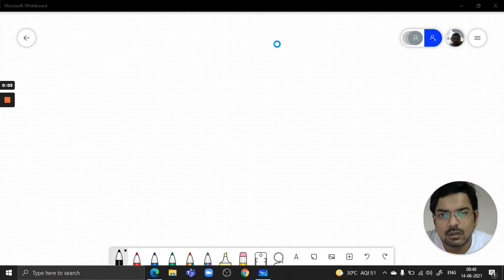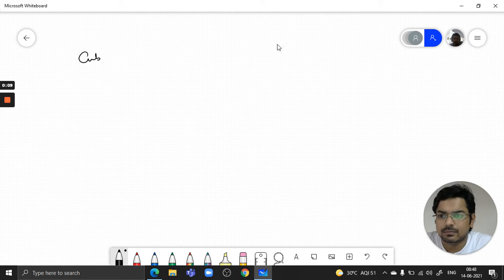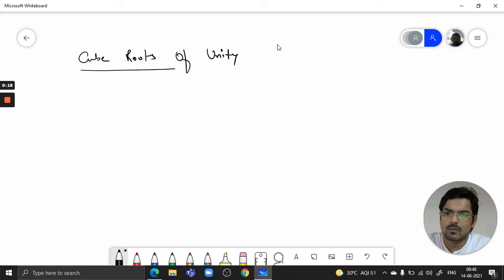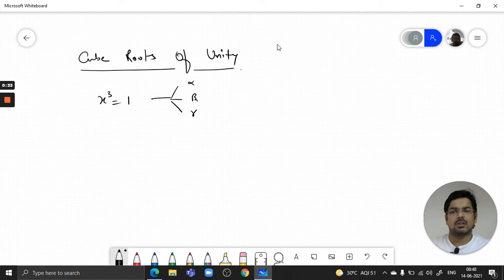Okay, hello everyone. Today we'll be discussing the concept of cube roots of unity. Cube roots of unity. First of all, the equation x cube equals 1 has how many roots? It will have 3 roots. Let's say they are alpha, beta and gamma.